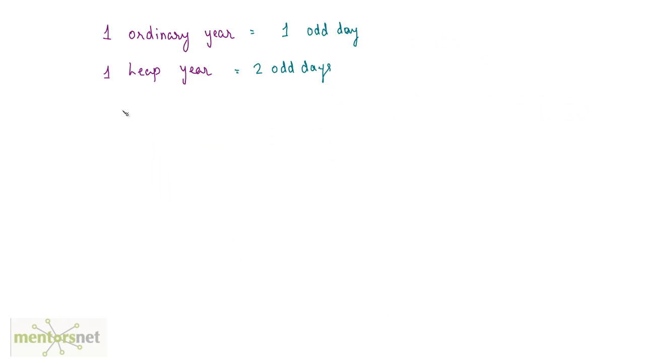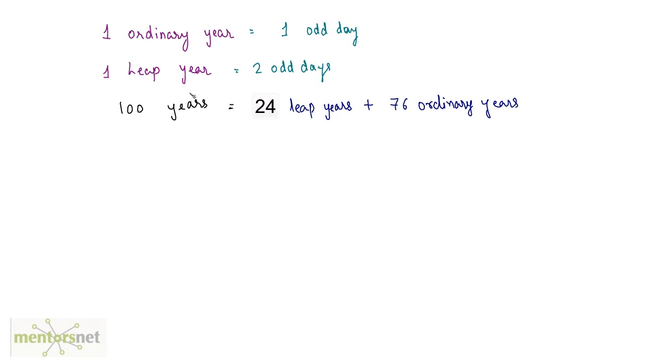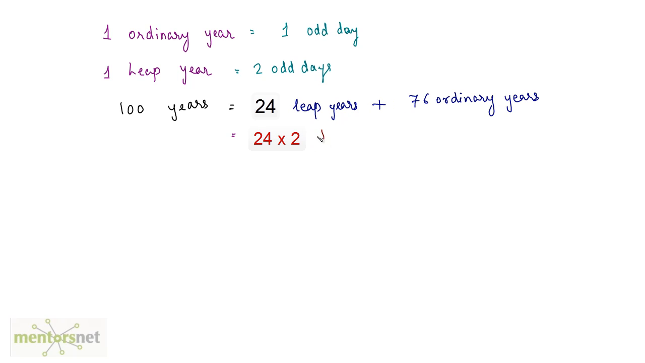Let us calculate how many odd days are there in 100 years. You know that in 100 years, there are 24 leap years, right? And the rest of the years, that is 76 years, will be ordinary years. So in a leap year there are 2 odd days, so in 24 leap years there will be 24 times 2 odd days, right? Plus in one ordinary year there is 1 odd day, so in 76 ordinary years there will be 76 times 1 odd days, right? So if we calculate it, you'll get 124 odd days.